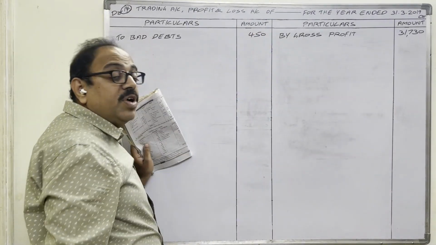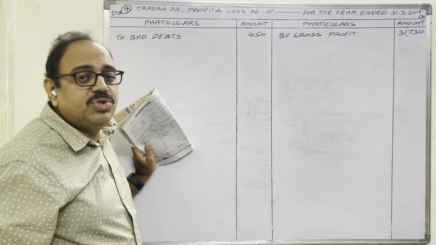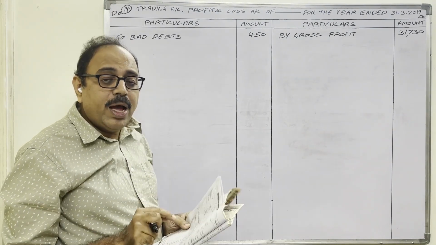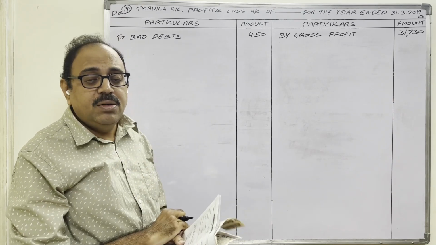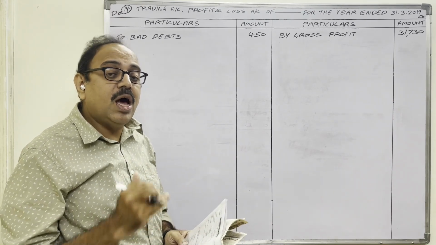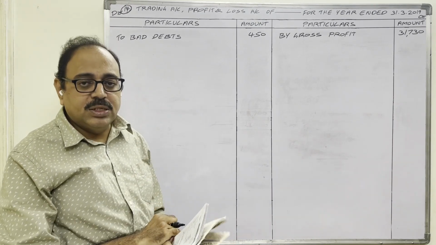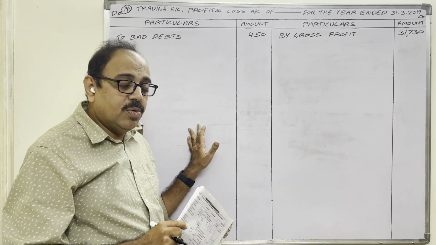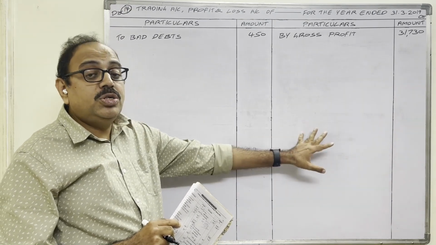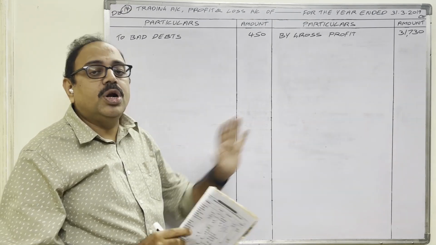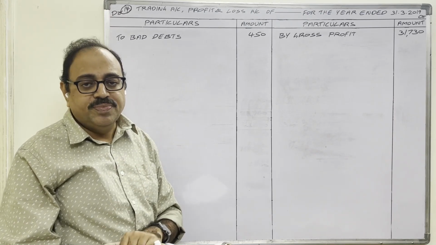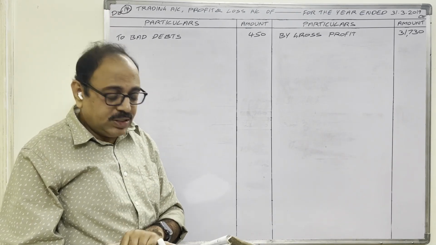To bad debts, amount 450 rupees. Next, reserve for bad and doubtful debt, we said we should show. In the trial balance, one RBD is there. In the adjustments also, again RBD is there. When RBD is given two times like this, then in the profit and loss account, we should not show the trial balance amount or the adjustment amount. We should show the difference. So first we will see the difference.